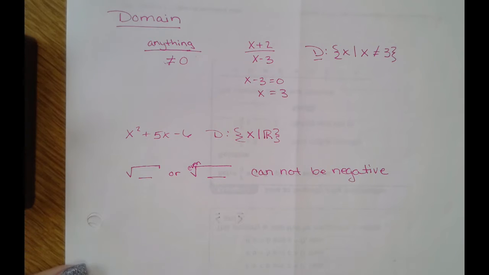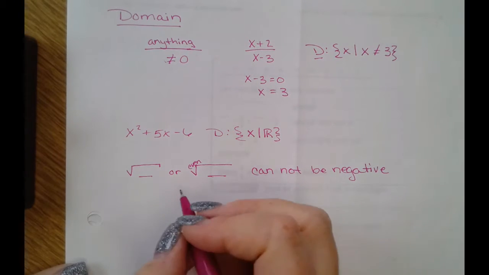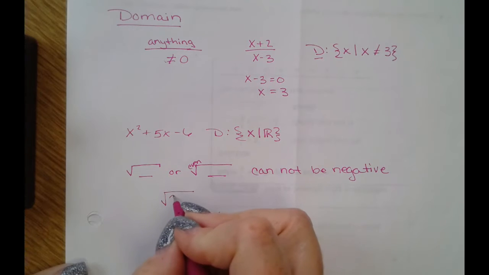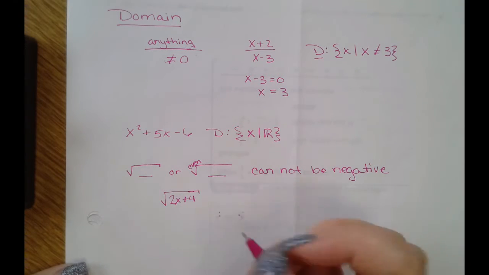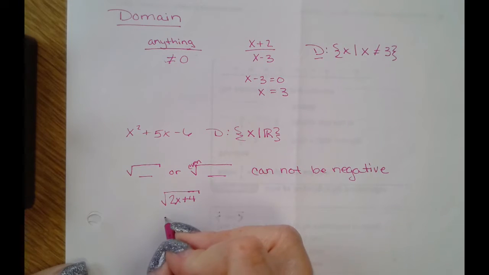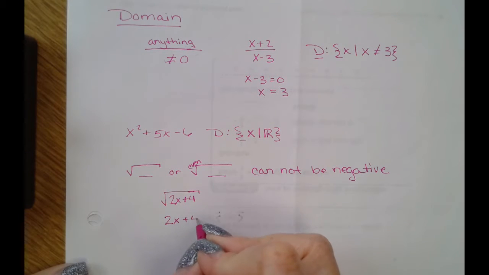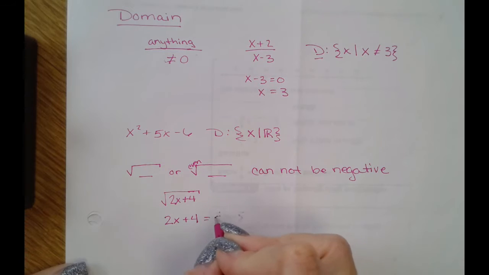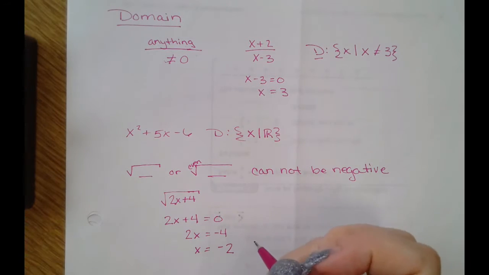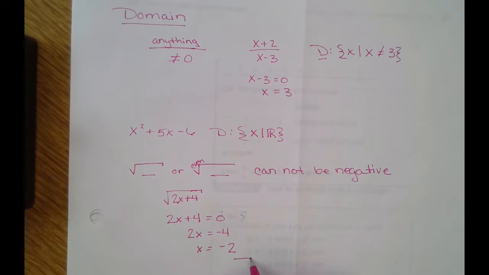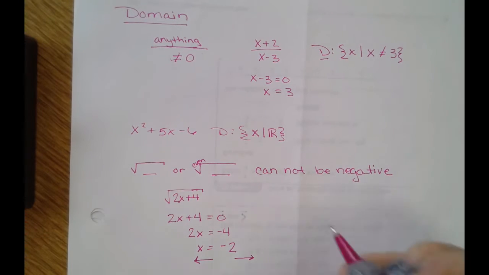So the square root of 2x plus 4, I need the domain there. And so I set 2x plus 4 equal to 0. So I subtract 4 and divide by 2. So I have x is negative 2. So I have to make a choice now if it's going to be all numbers greater than negative 2 or all numbers less than negative 2 that will work. So I plug it right into the radicand there.